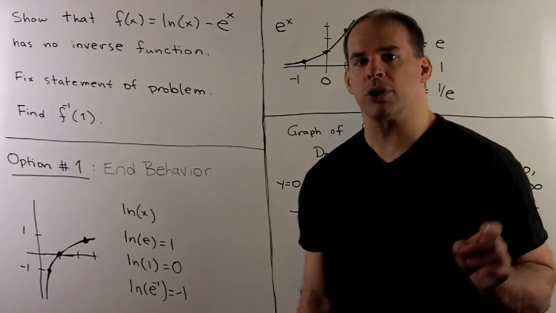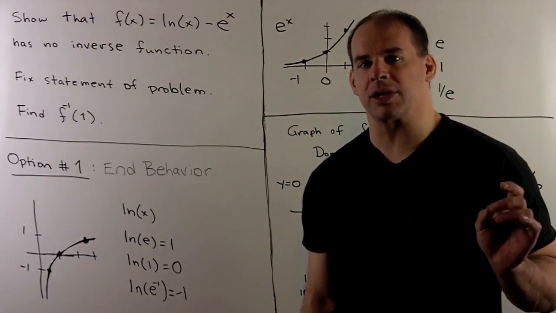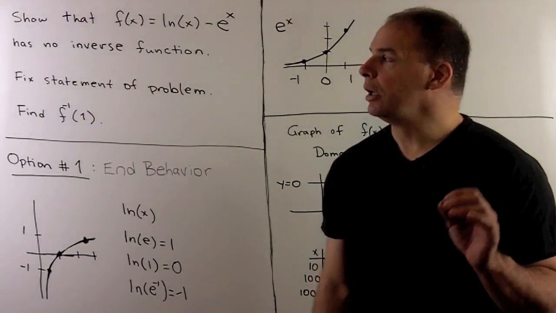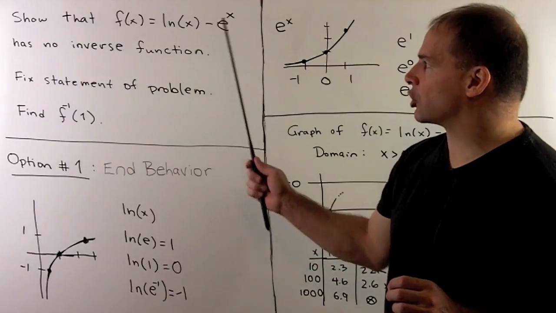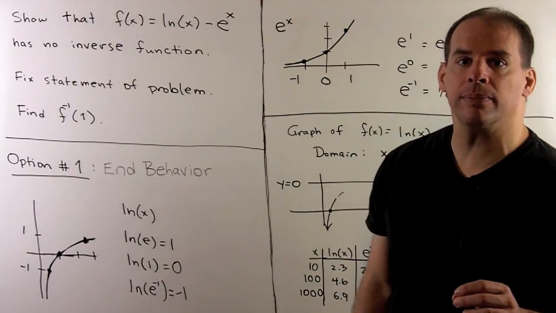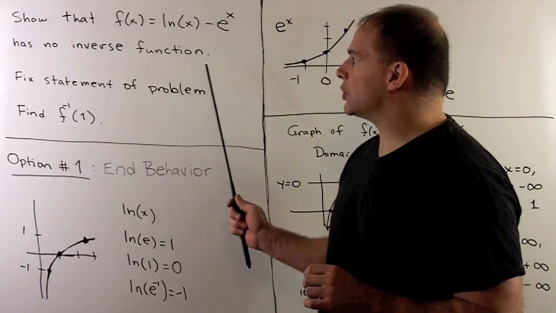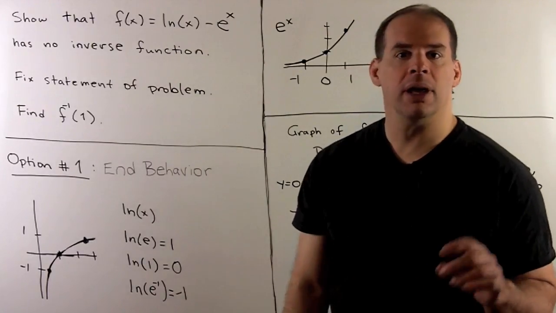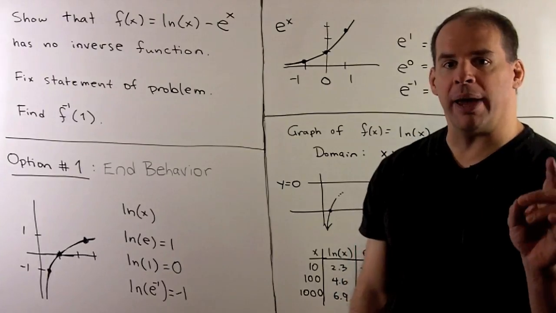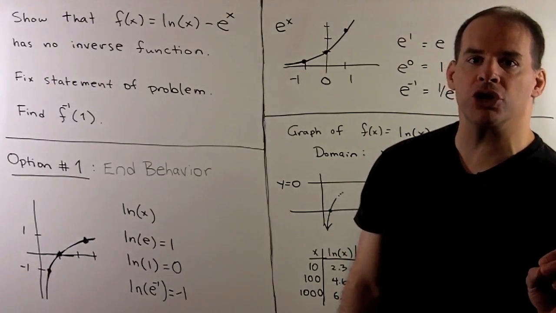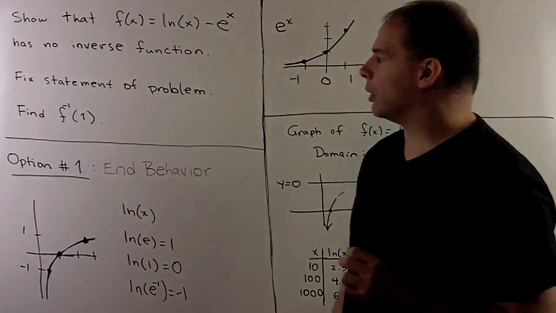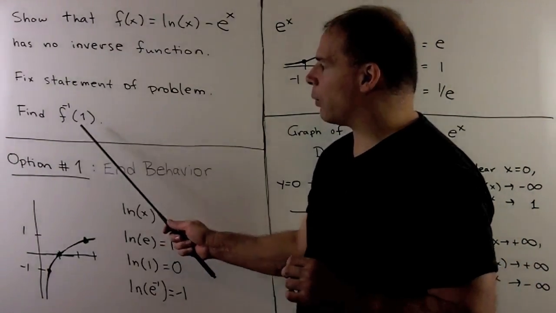Here's a problem on inverse functions using logarithm and exponential. We have the function f of x equal to natural log of x minus e to the x. First, I want to show that f of x has no inverse function. Then, we want to change the domain of f of x so that there is an inverse function. Finally, I want to find f inverse at 1.